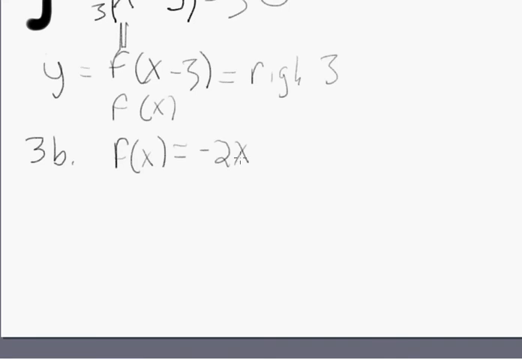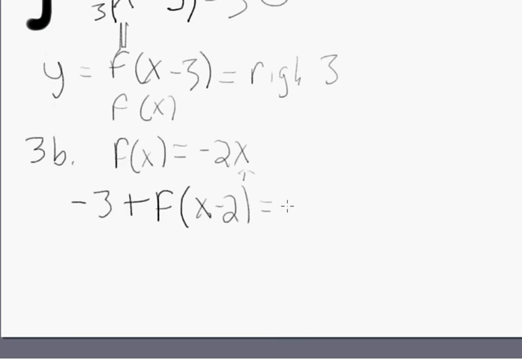So whatever I plug in, I take its opposite and multiply it by 2. And here's what 3b asks. It says, take negative 3 and add it to the output of the function if instead of plugging in an x, I plug in x minus 2. So my x minus 2 is going to go in right there.